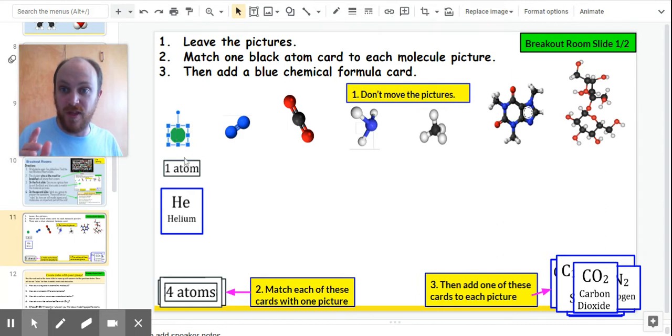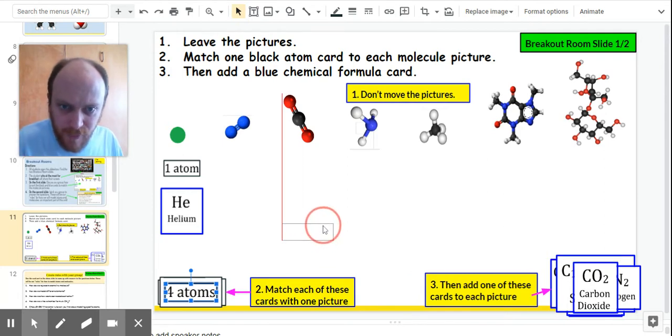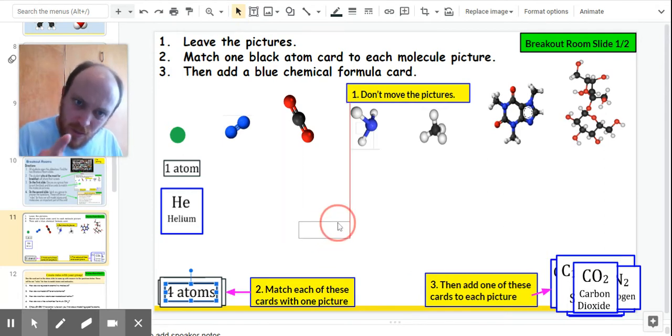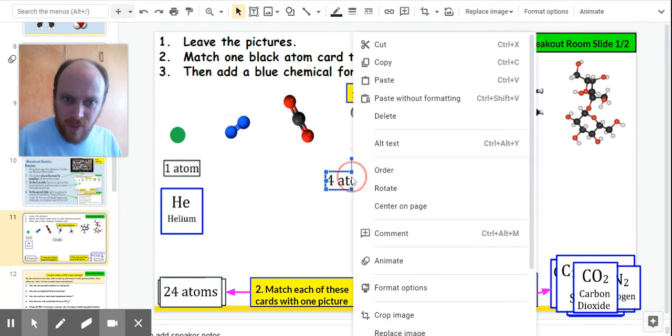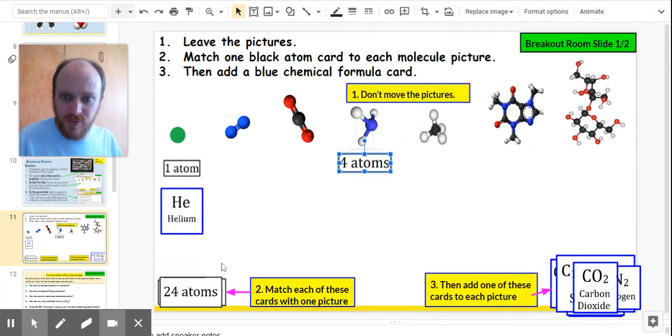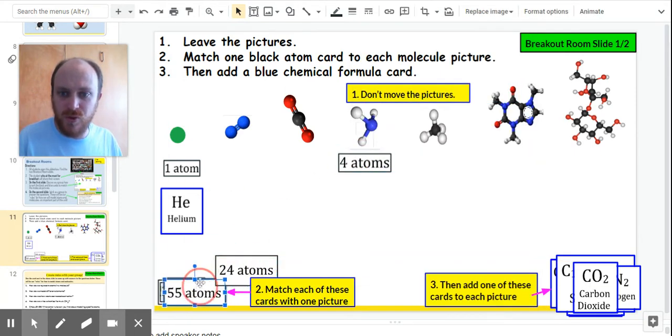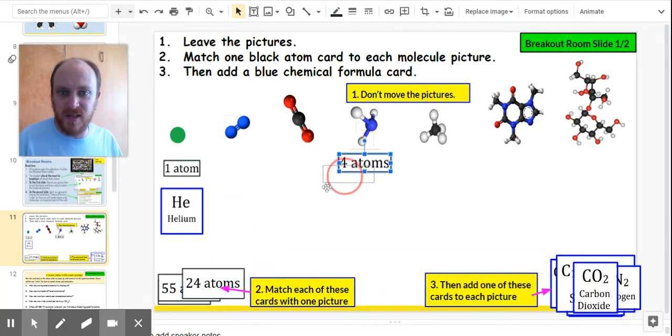Here is one thing that is 1 atom. It is helium. Okay, so I'm looking for something with 4 atoms. I'm looking around trying to figure out which one of these has 4 atoms. 1, 2, 3, 4. I think this one has 4 atoms. Which one has 24? Which one has 55? Which one has 3? Your job is to put all of these together.